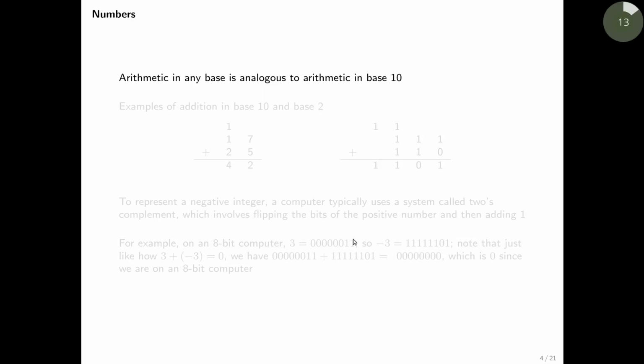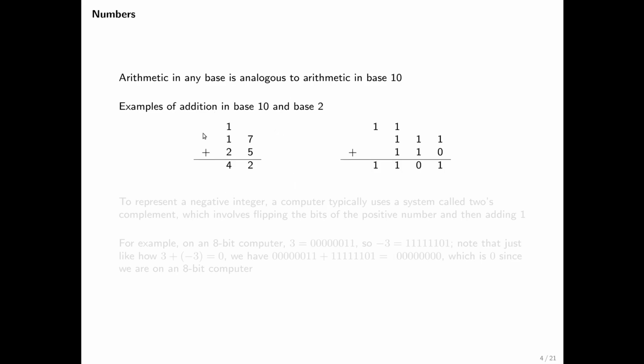Now let's talk about arithmetic. Right? Now arithmetic in any base is analogous to arithmetic in base 10. So let's first look at how you add two numbers in base 10. So here is how you do it. Let's say you're adding the numbers 17 and 25. So how do you carry out the addition? Well, you first add 7 and 5, which gives you 12. So you write the 2 down and then you carry 1. And then you add these guys and you get 4, which is what you write here. So 17 plus 25 is 42.